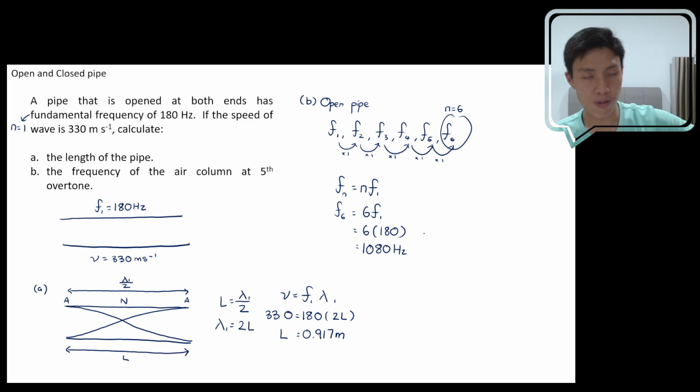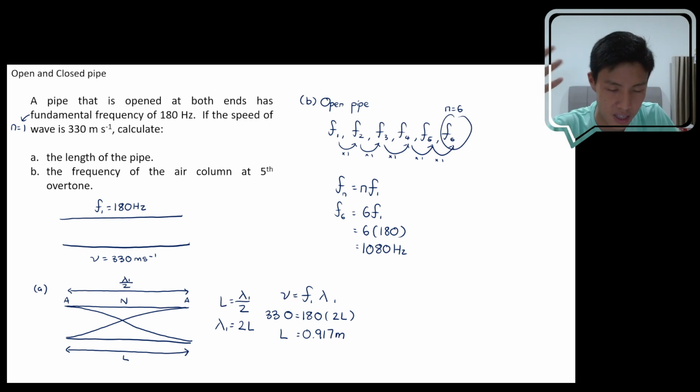Fairly straightforward question to determine the higher harmonics and their frequencies. Always remember, second harmonic, twice. Third harmonic, thrice. Fourth harmonic, quadruple. It goes by multiples. So if you're able to ascertain the first harmonic, the frequencies of the other harmonics are easily attainable. That's it for this question. Thank you very much.